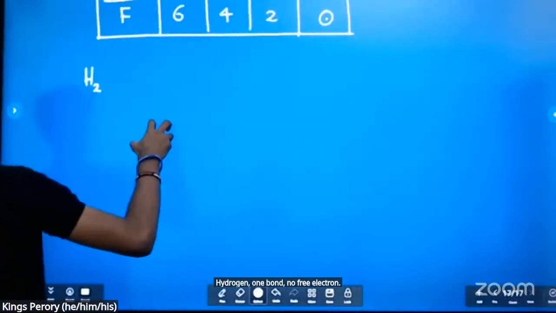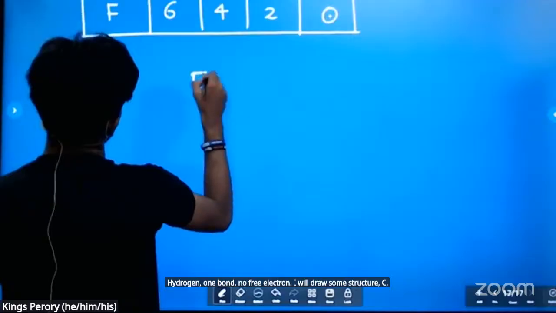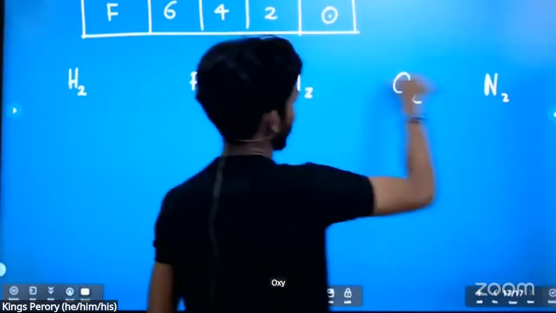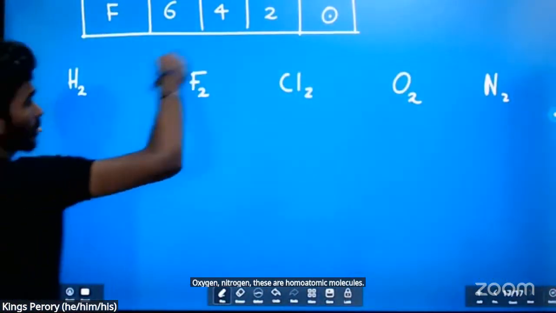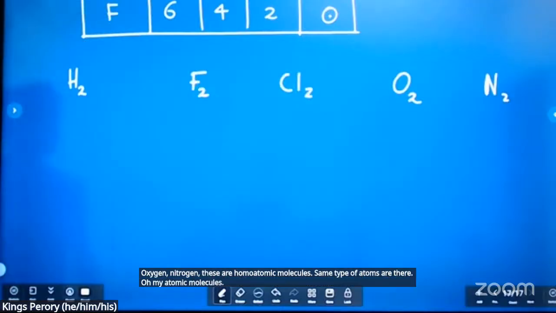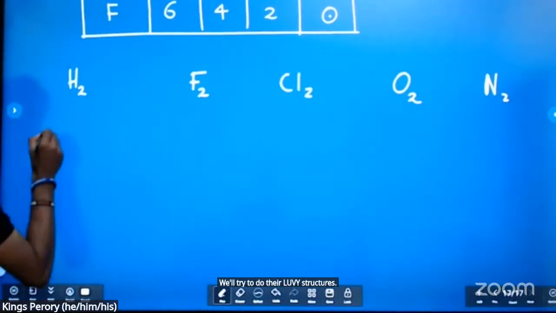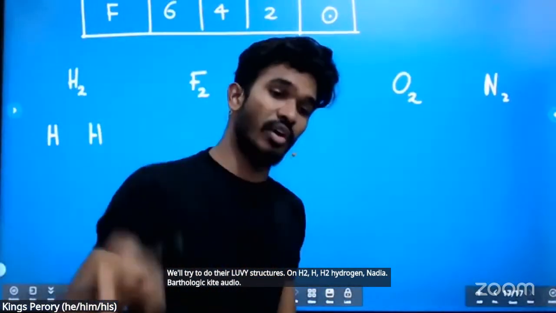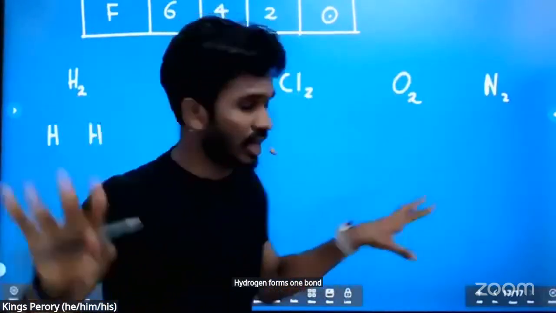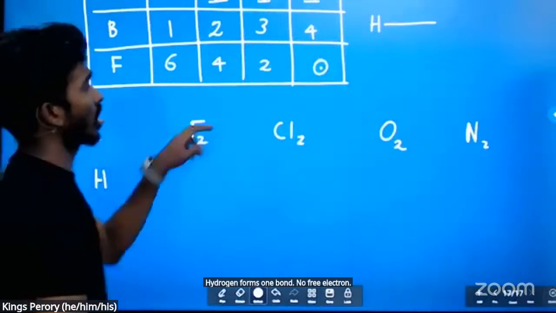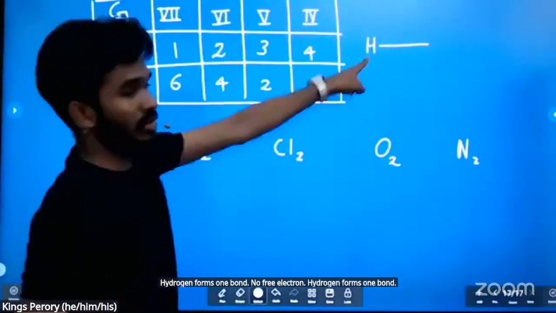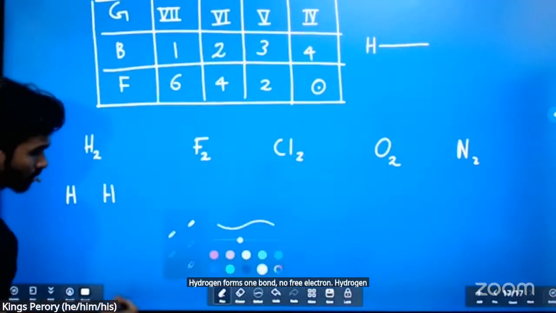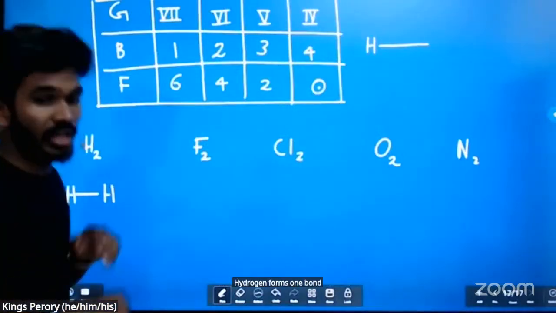I will draw some structures: hydrogen, fluorine, chlorine, oxygen, nitrogen. These are homoatomic molecules, where the same type of atoms are present. We'll try to draw their Lewis structures. For H2, what's the logic I taught you? Hydrogen forms one bond, no free electrons.